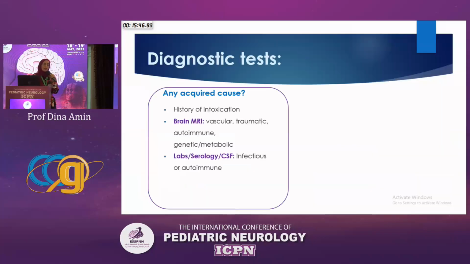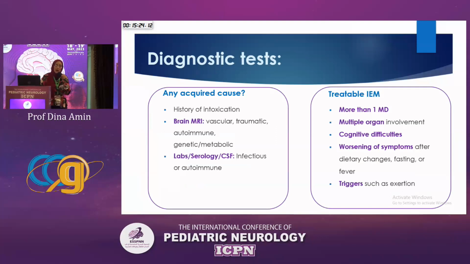The first thing is we need to look for acquired causes. So we need to take, again, a thorough history of drug intake, and ask if there's any family member or grandparent who is taking medications. We sometimes need to do imaging to rule out vascular, inflammatory, traumatic, autoimmune or metabolic disorders, and of course, lab serology and CSF for autoimmune and infectious disorders.